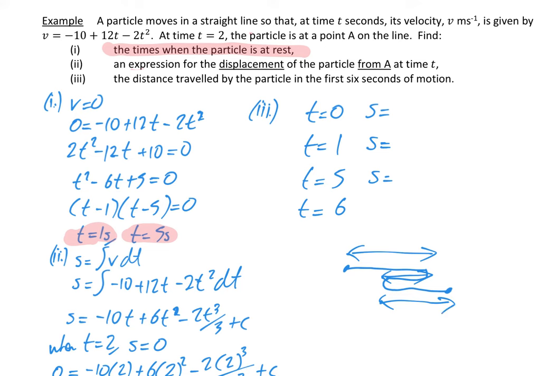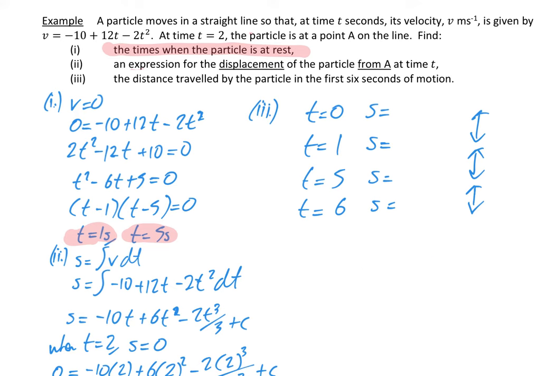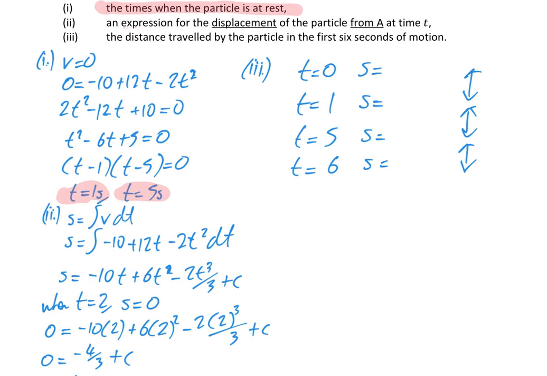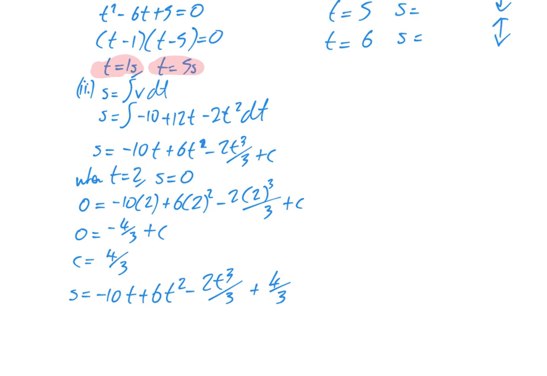So basically we want to find the differences between here and here, the difference between here and here, and the difference between here and here. That's what we want to do. So we're going to stop and go through and find all of our displacements, and then we can work out our total distance. So first of all, when t is equal to 0, just put 0 into your equation. I'm going to write my equation down and remember what was it? It was there.